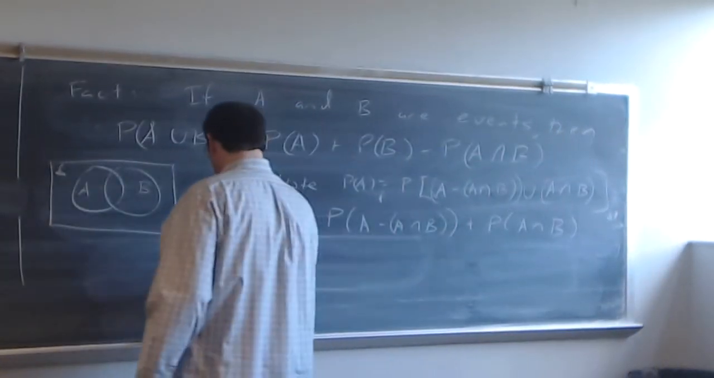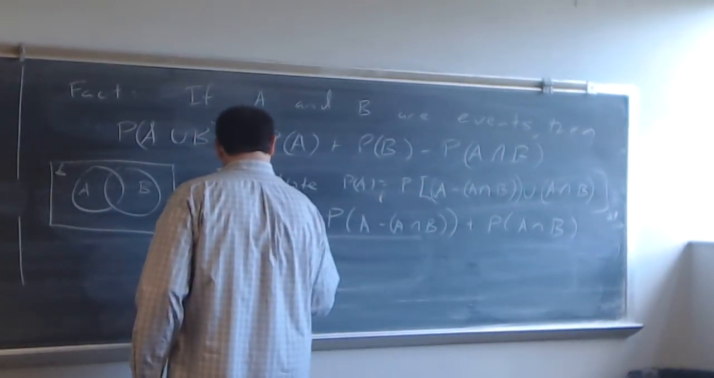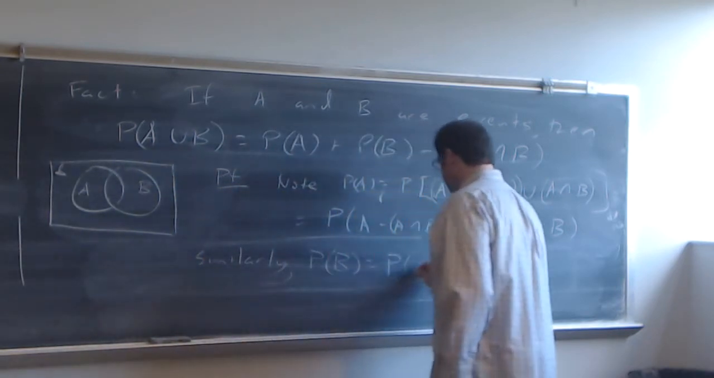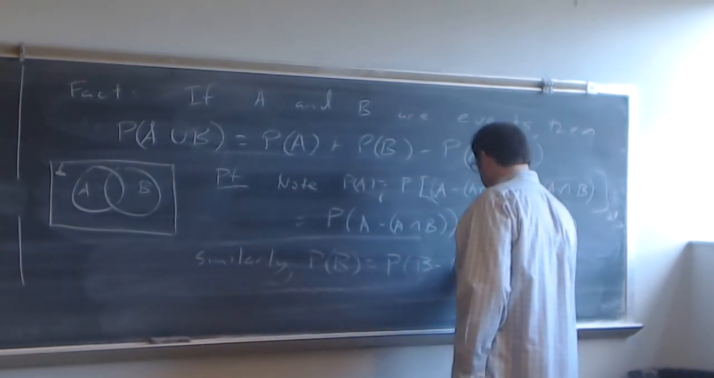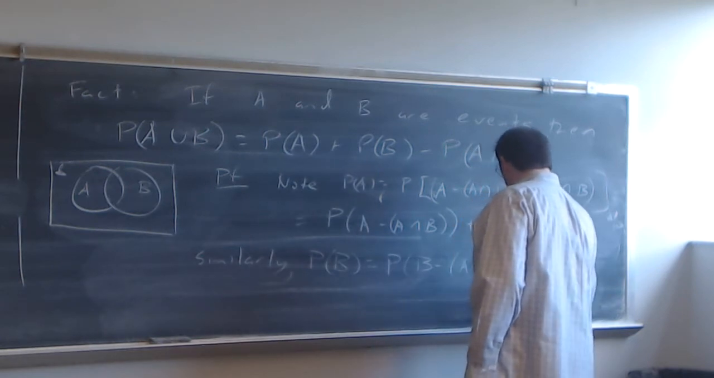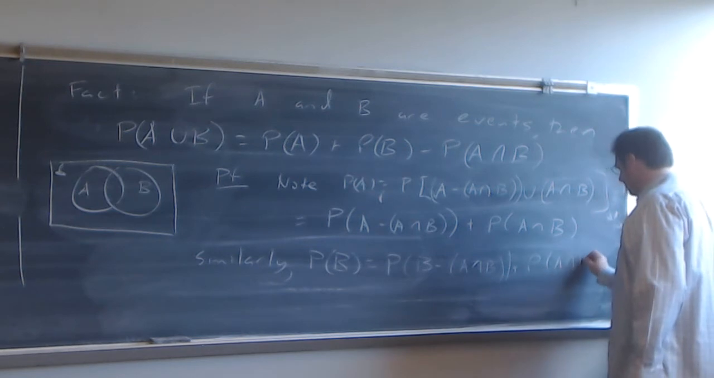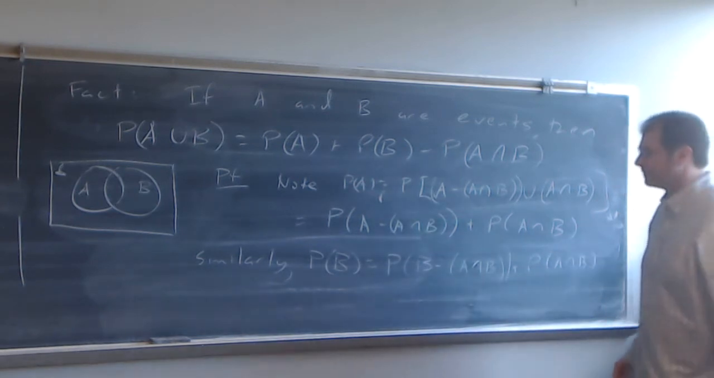Similarly, if you work with B, the probability of B could be rewritten as the probability of B minus A intersect B plus the probability of A intersect B. Same argument as what we just had.